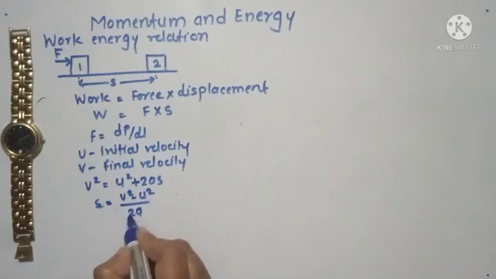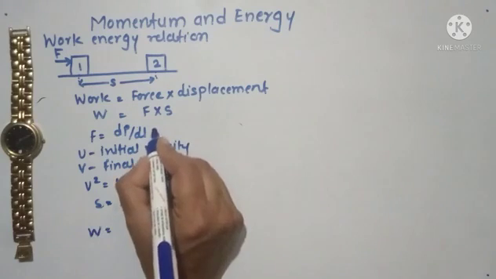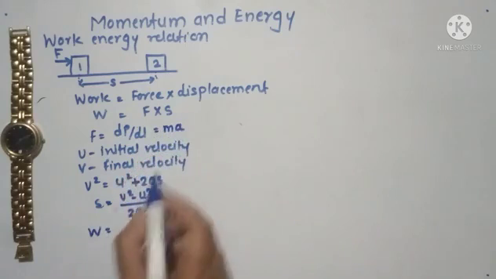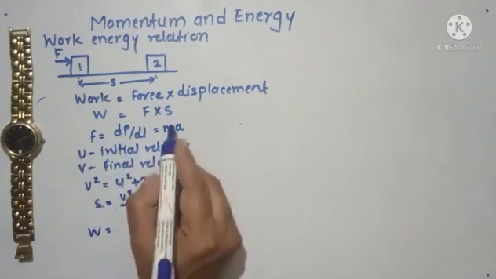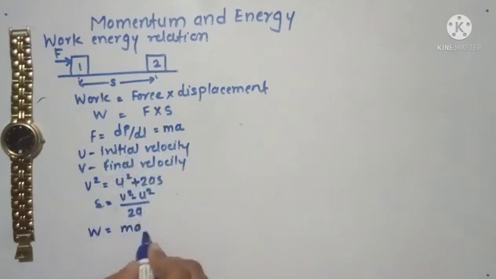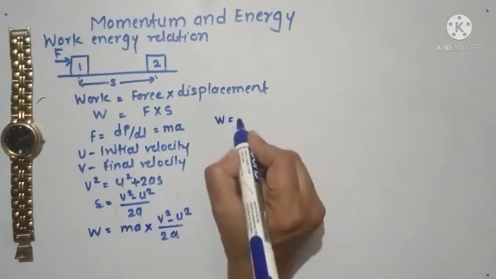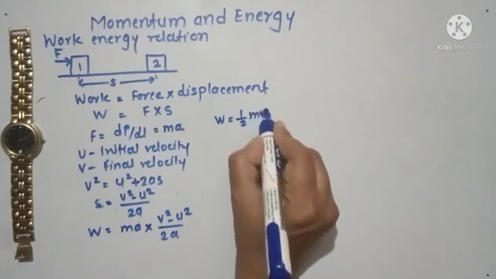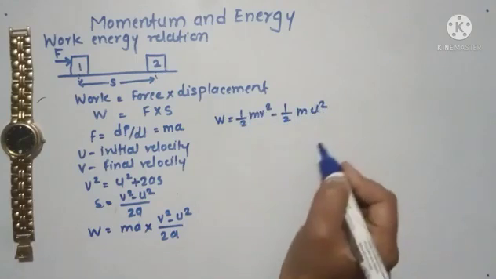Now let us put the value of this s into this equation. Another definition of the force is mass into acceleration. Therefore W is equal to ma into this value of s, v square minus u square upon 2a, which gives 1 half m into v square minus 1 half m into u square.